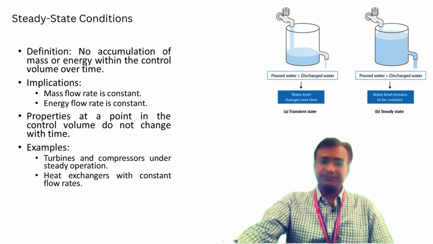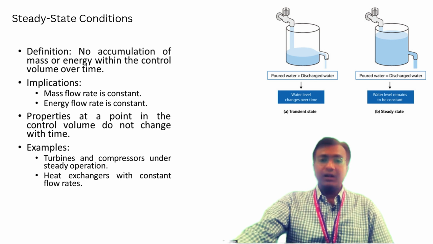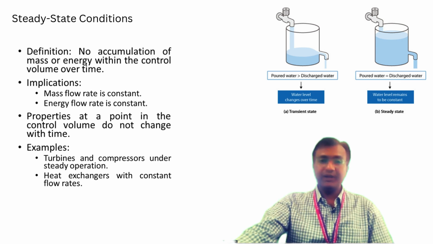Now, the steady state condition can be identified with the mass flow rate, energy flow rate, and the properties. So the mass flow rate should be constant, that is the flow rate into and out of the control volume. Constant energy flow rate in and out of the control volume, and the properties at a point in the control volume should remain constant over the time.